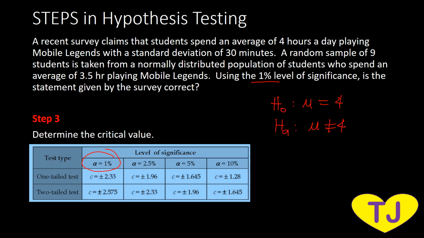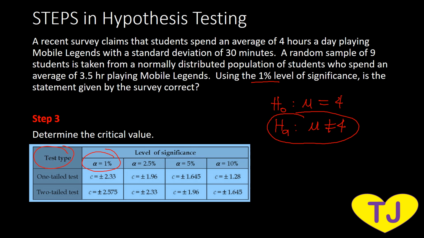Now, how to determine the type of test, whether it's a one-tailed test or a two-tailed test? We just have to look at our alternative. Now, you might be asking whether it's all about the alternative in determining the type of test. Yes, indeed. You have to look at the alternative hypothesis in determining the type of test for that given problem.